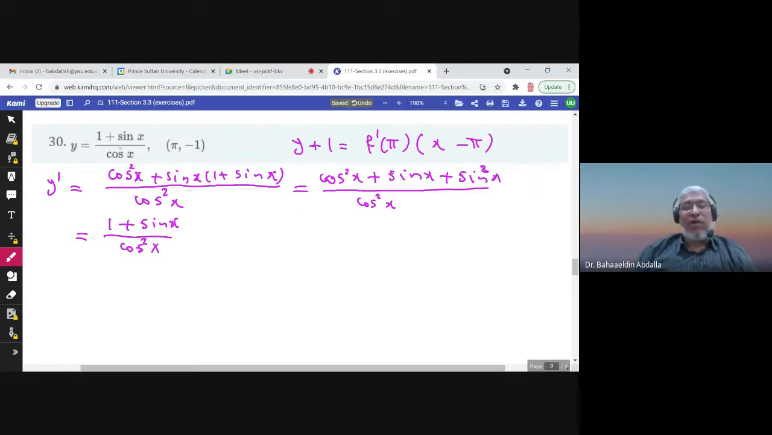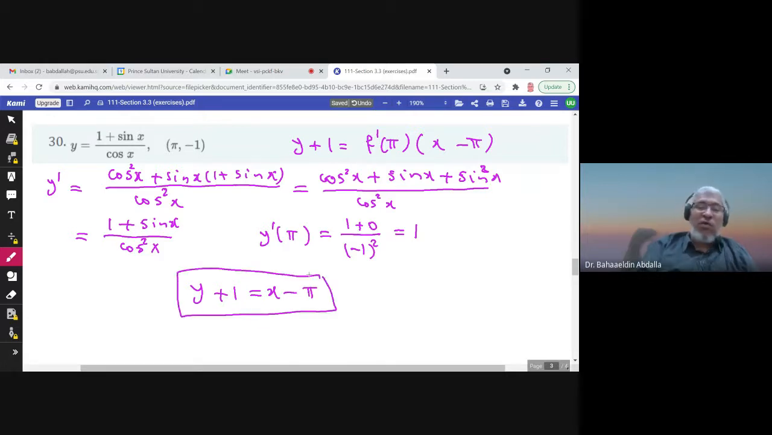The derivative of y is y prime like this. So y prime at pi, this is what I need, 1 plus, well, sine pi is 0. Cosine pi is negative 1, but it is cosine square, so it would be negative 1 to the power 2, which is 1. So 1 over 1 is 1. So the equation would be y plus 1 equals 1 times x minus pi. So that is the equation of the tangent line.